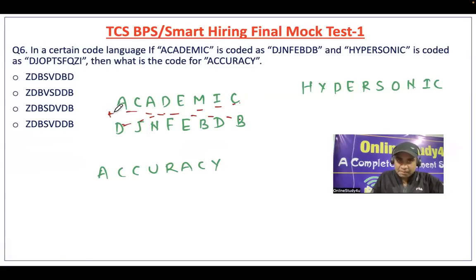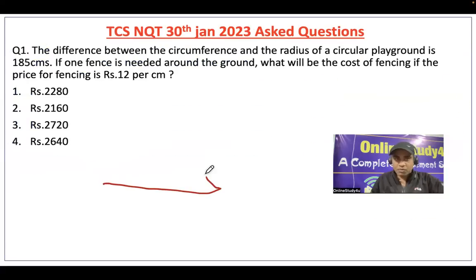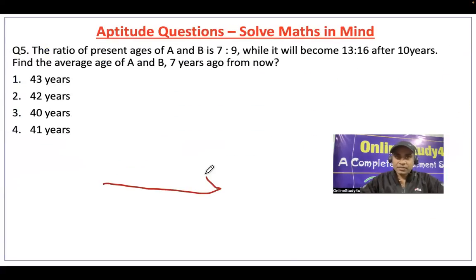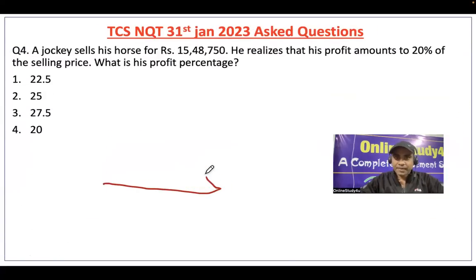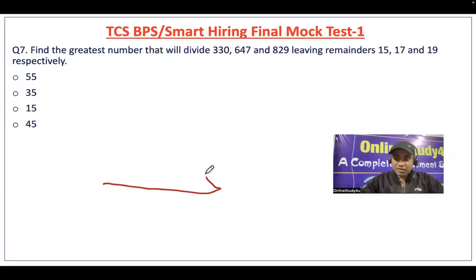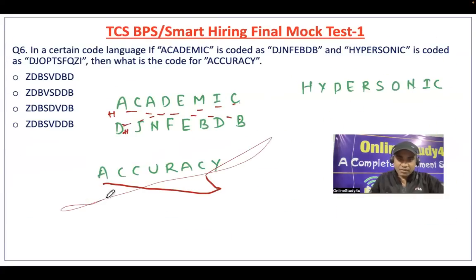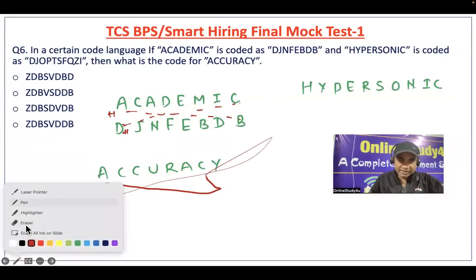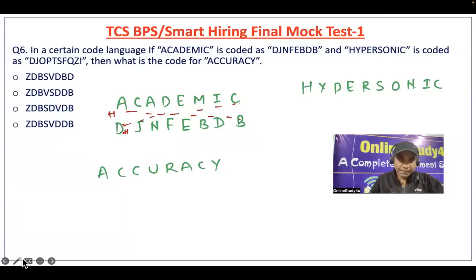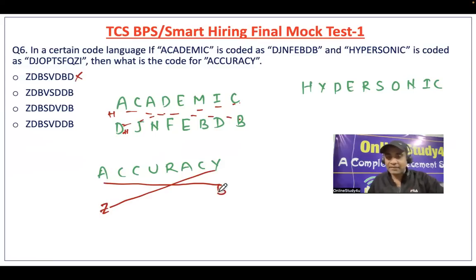That means A plus 1 and C plus 1, right? Okay, so I will write here A. Sorry, there is a mistake with this marker. Let me erase this part alone. I'm really sorry. Now this A plus 1 will be B and Y plus 1 will be Z. So the first option is anyway wrong.